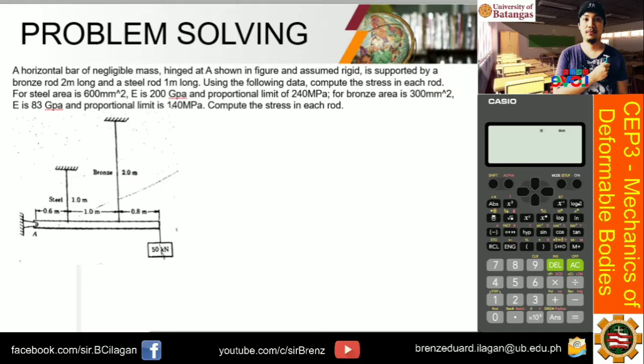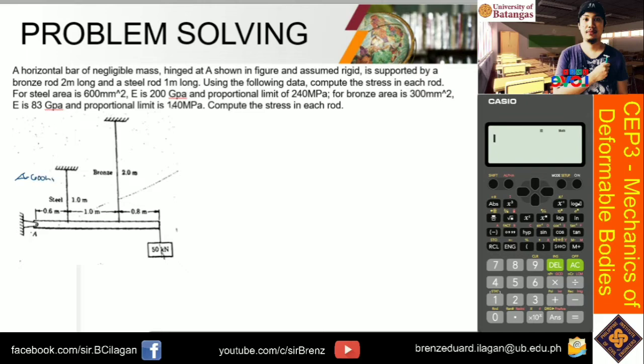Okay guys, so for this problem, meron nga daw tayong rod dito, which is hinged at point A. So again, here, meron kang reaction, but then again, hindi naman natin siya kakailanganin. And at this point, 0.6 meter away from point A, meron kang steel rod with the following properties. So isulat natin yung kanyang mga given. So the area of the steel rod is 600 mm squared.